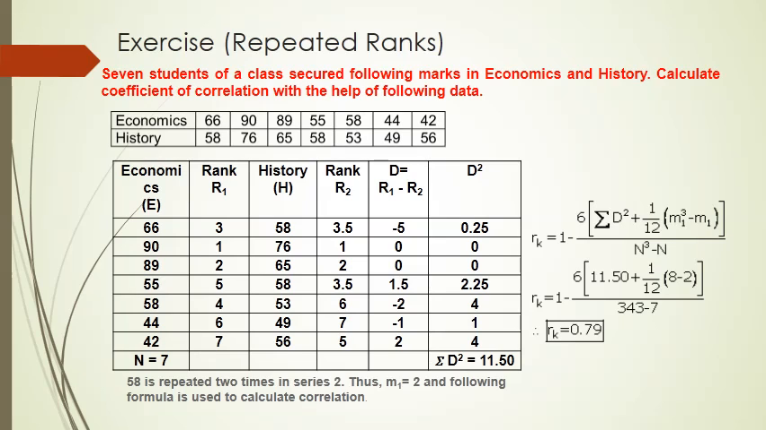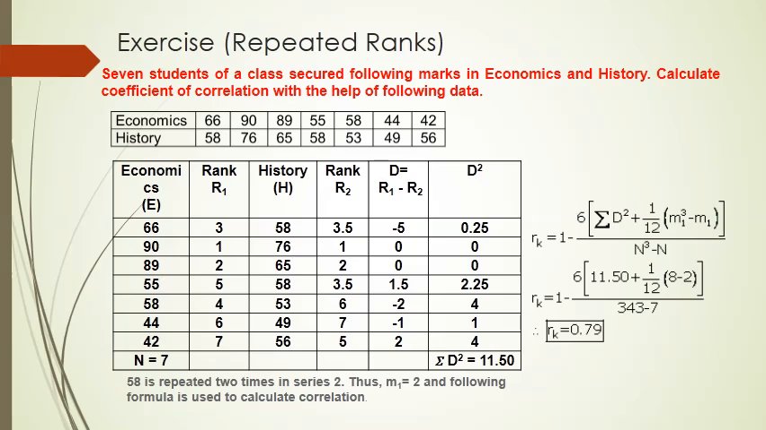Now look at the difference of ranks, R1 minus R2. 3 minus 3.5 is 0.5, 1 minus 1 is 0, 2 minus 2 is 0, 5 minus 3.5 is 1.5, 4 minus 6 is minus 2, 6 minus 7 is minus 1, 7 minus 5 is 2. When we square the differences, 0.5 into 0.5 is 0.25, 0 into 0 is 0, 1.5 into 1.5 is 2.25, then 2 into 2 is 4, 1 into 1 is 1, 2 into 2 is 4, and the summation of d square is 11.50.